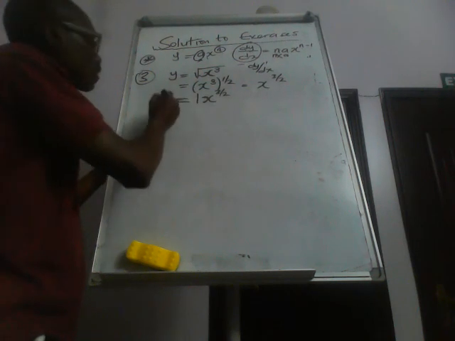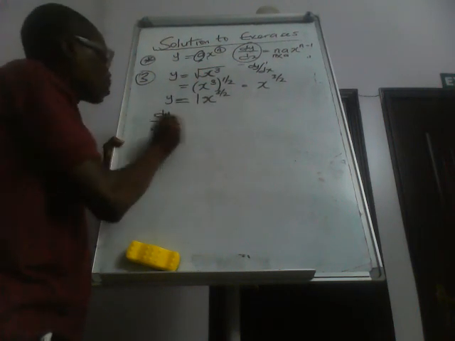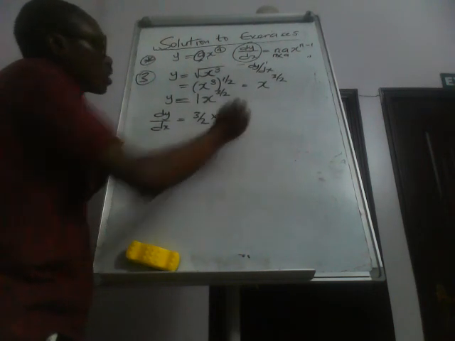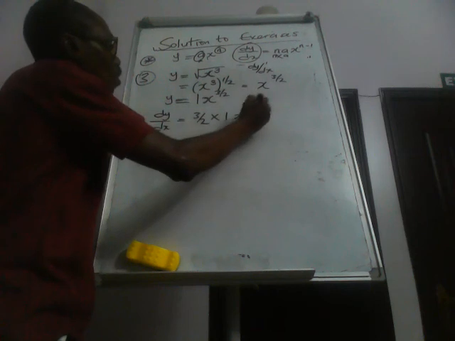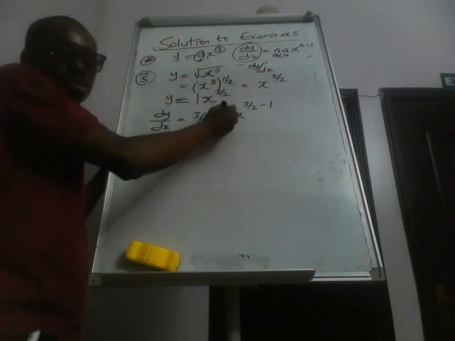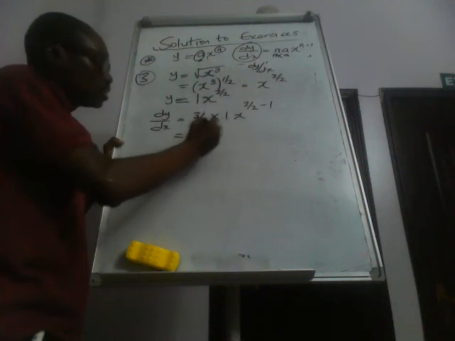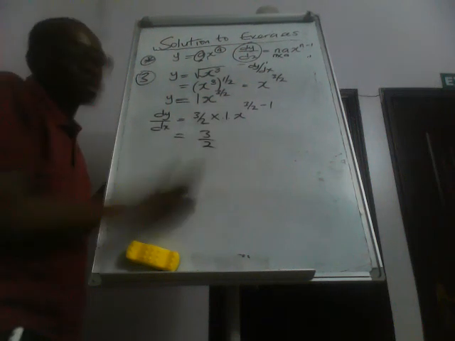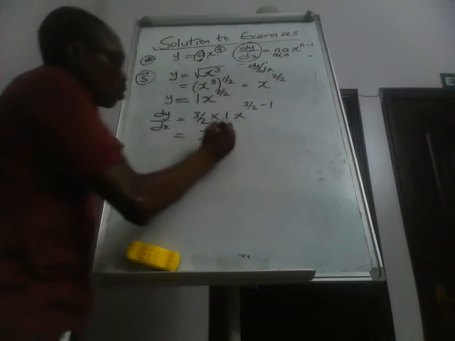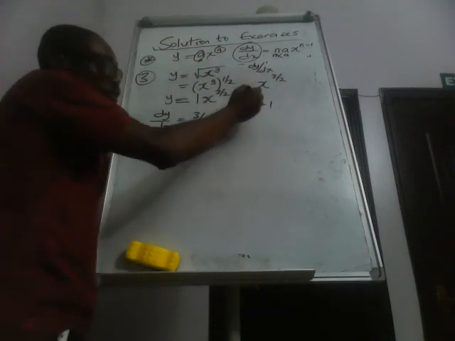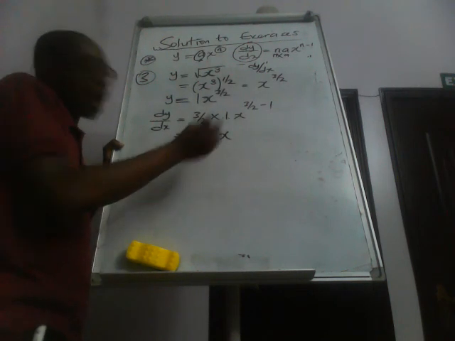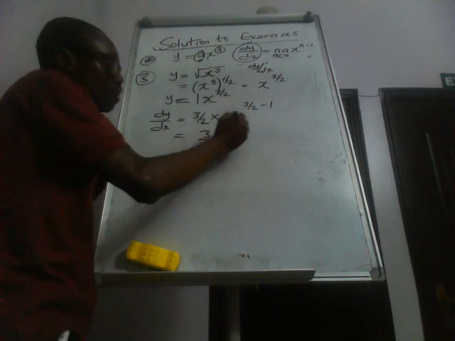Okay, so at the end of the day, dy/dx is going to be equals to 3 all over 2 times 1 times x raised to power 3 all over 2 minus 1. 3 over 2 times 1 is still 3 over 2. This one didn't make any alteration to the number. So 3 over 2 minus 1 is the same thing as half. So we have x raised to power half over here.